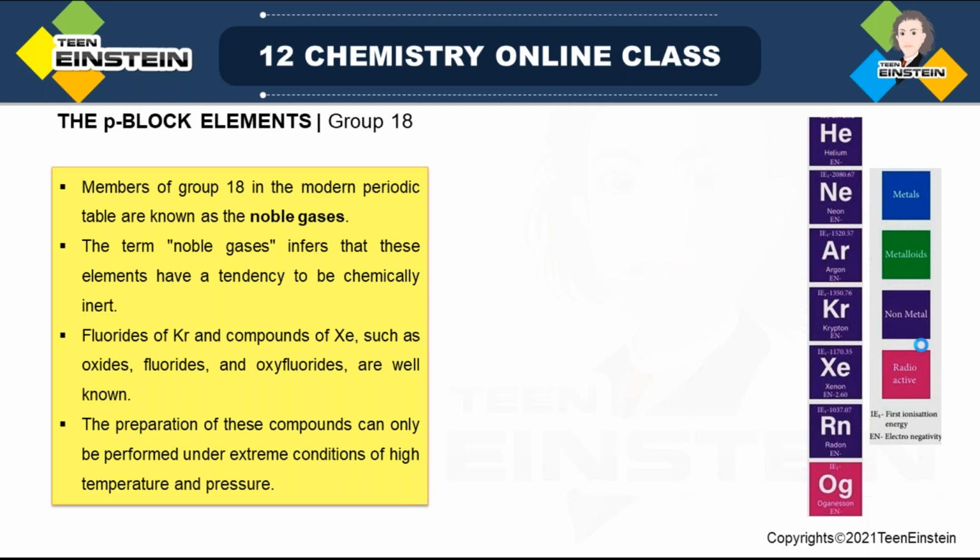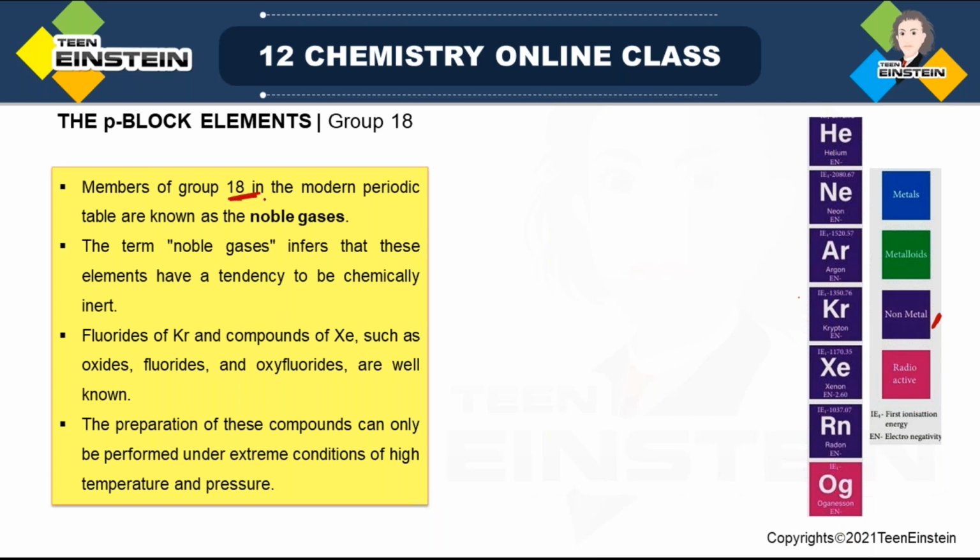Group 18. Noble gases are present here, or sometimes we also call inert gases, right? So here we have all the gases. See, from the color you can understand they are not metals, they are not metal alloys, they are non-metal. And here the last one, which is basically synthetic, that is radioactive.